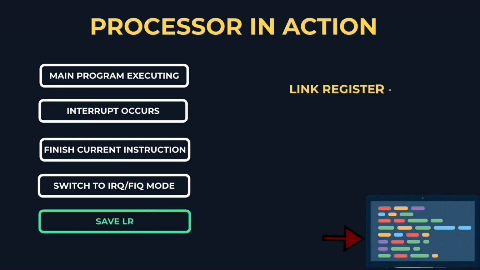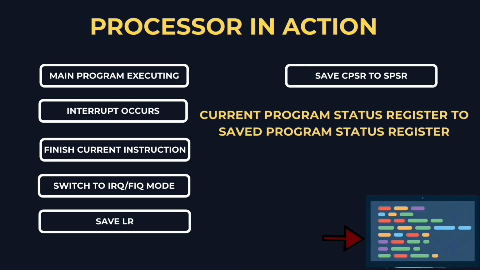The processor saves the return address in a register called the link register. Link register stores the address that the processor must return to after the interrupt is handled. The processor then saves its current state, that is, the CPSR, which stands for Current Program Status Register, is copied into another register called SPSR. CPSR stores important processor information such as conditional flags and processor mode.